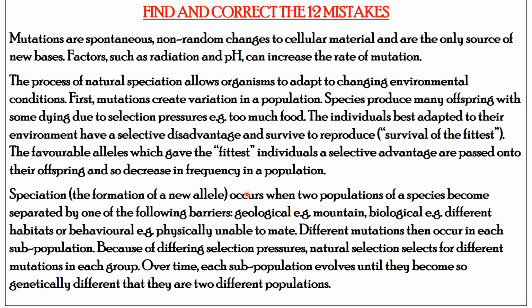And one of these to conclude, so this goes through natural selection and speciation. There's 12 mistakes, and I want you to identify them and write down the correct word. So press pause and do that.